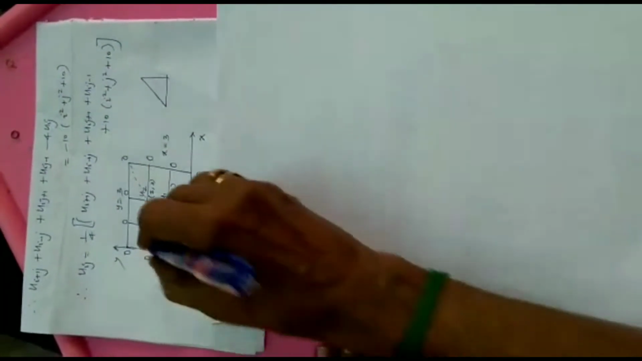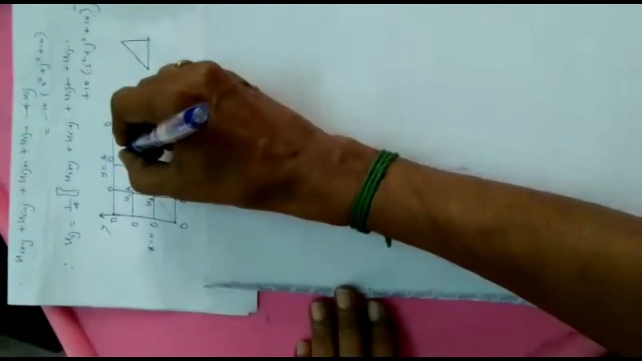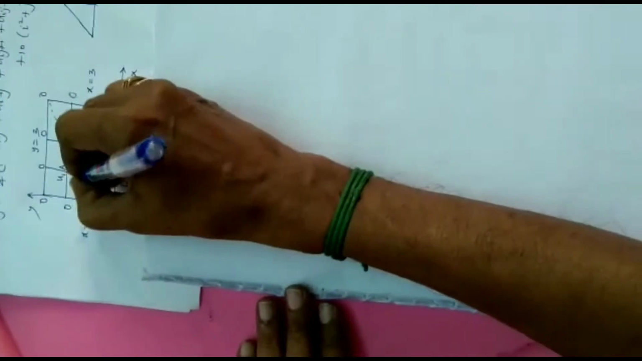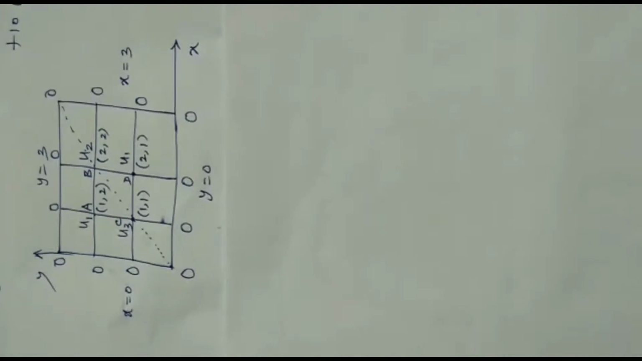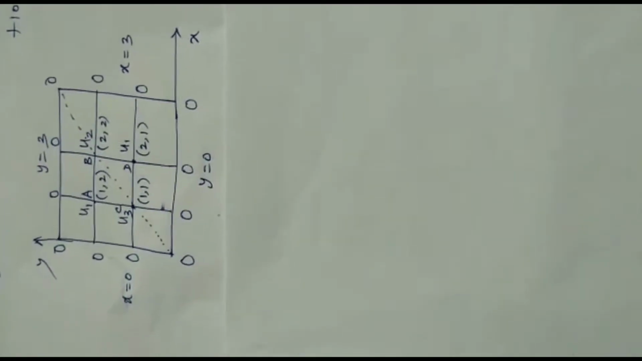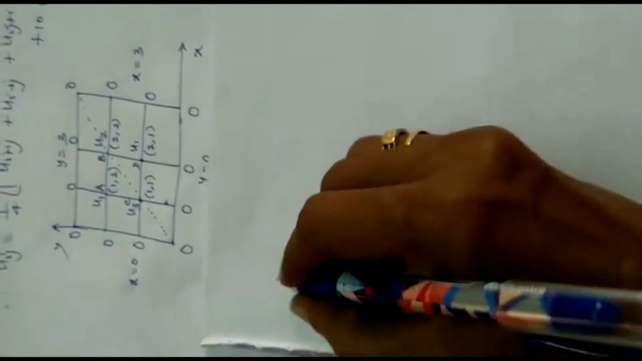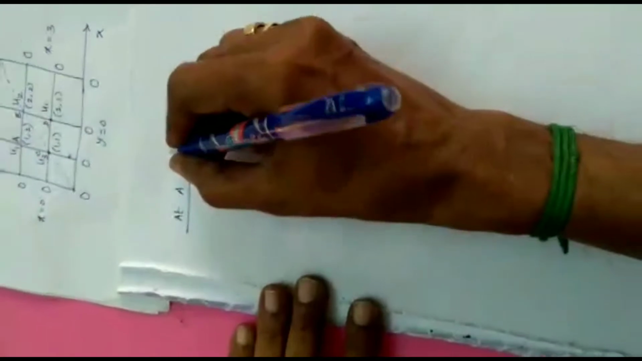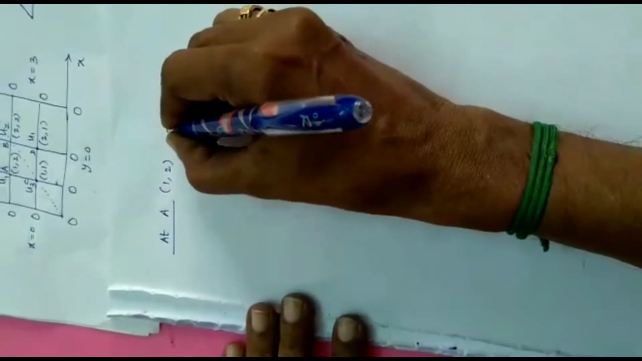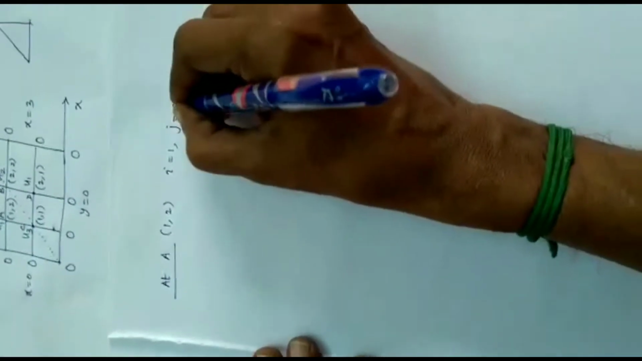Now I am going to fix the coordinates by giving some titles A, B, C, D. U1 is nothing but coordinate A, which is 1, 2. B is coordinate 2, 2. C, which is u3, is coordinate 1, 1. And D is coordinate 2, 1. Now, you know very well, we start with any random point. For example, I start at point A, which is 1, 2. That means i equal to 1, j equal to 2.